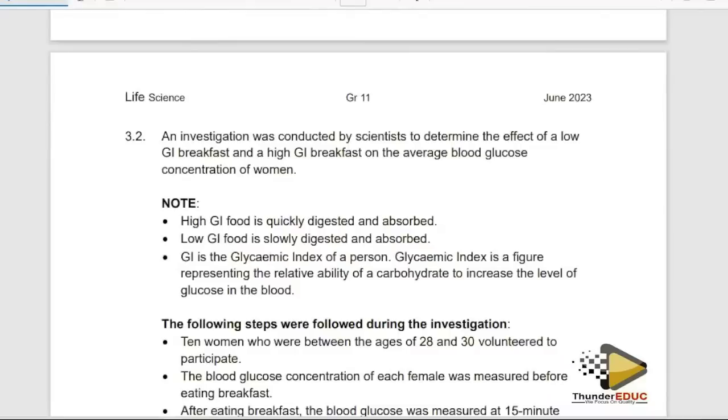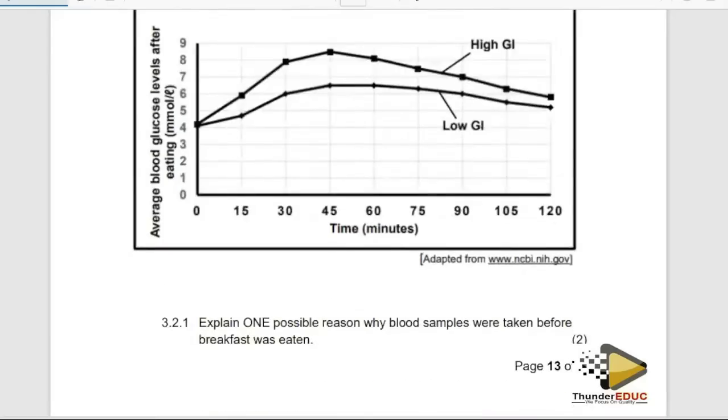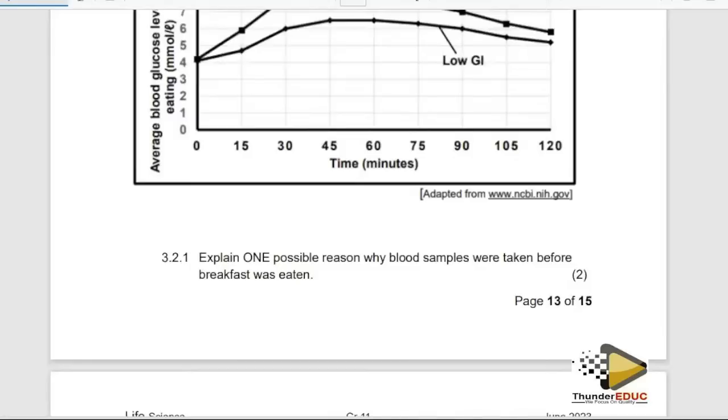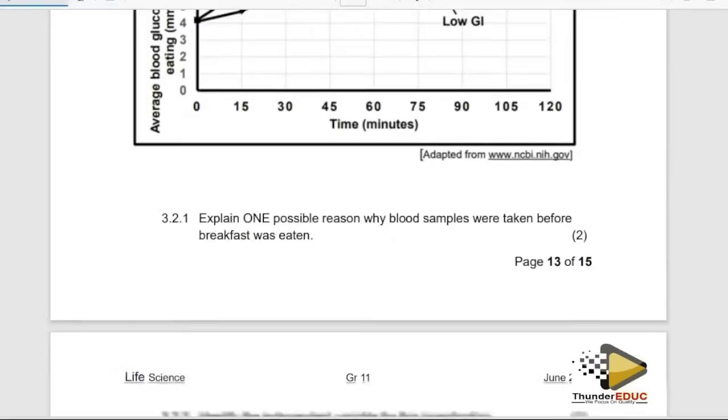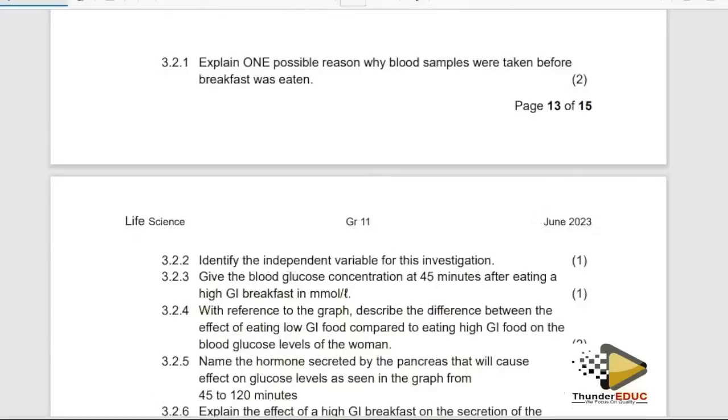An investigation was conducted by scientists to determine the effect of a low GI breakfast and a high GI breakfast on the average blood glucose. Okay, so I have to read everything. Explain one possible reason why blood samples were taken before the breakfast. Basically, it's the same question they asked. Here you are expecting to say comparison of the results, or you can talk about the baseline. That is, what is the minimum amount of glucose you might have in the blood before you eat. So it's a baseline, so that you can subtract and know the changes which happened. So it's basically to compare the results.